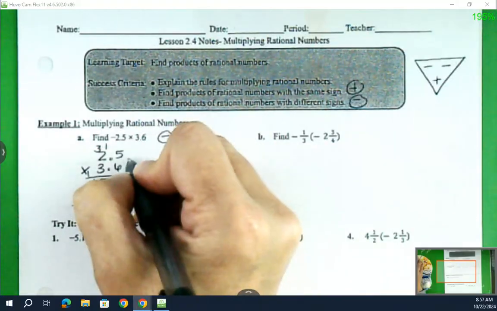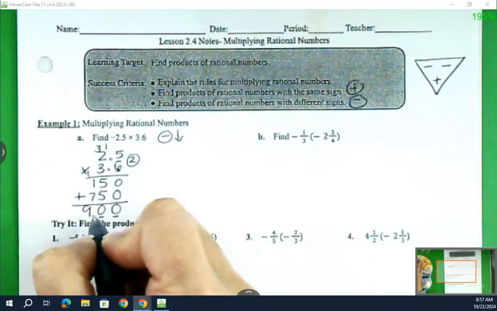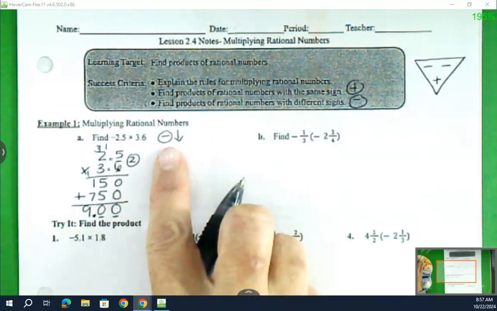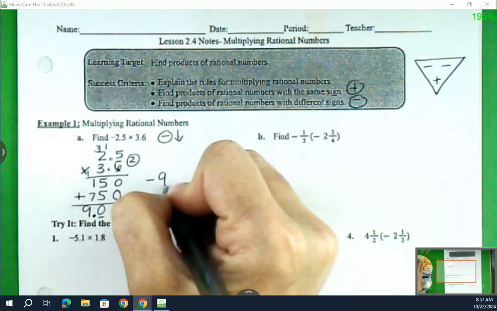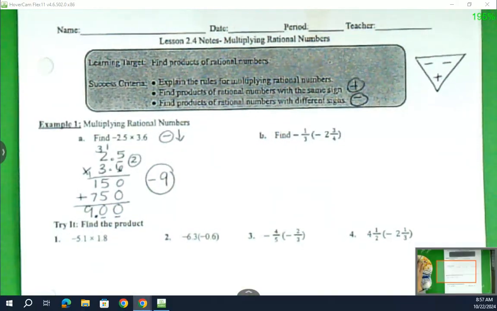And then we had 2 decimal places in our math question, which means we should have 2 decimal places in our math answer, which gives us an answer of 9. But remembering our negative, our answer to 1a is negative 9.